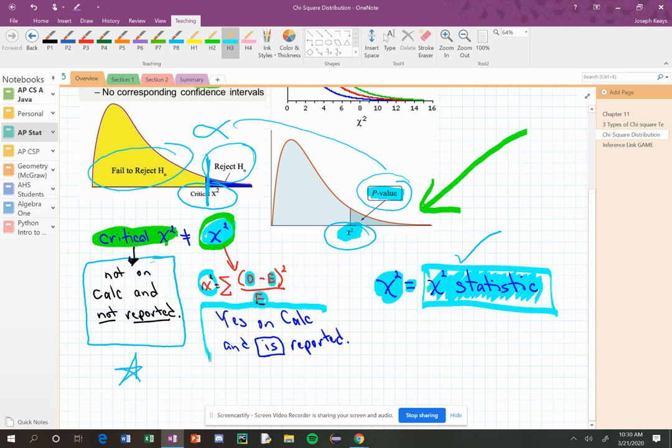This does get reported in the four-step process, and this is what's going to determine this probability, which is our p-value right there.